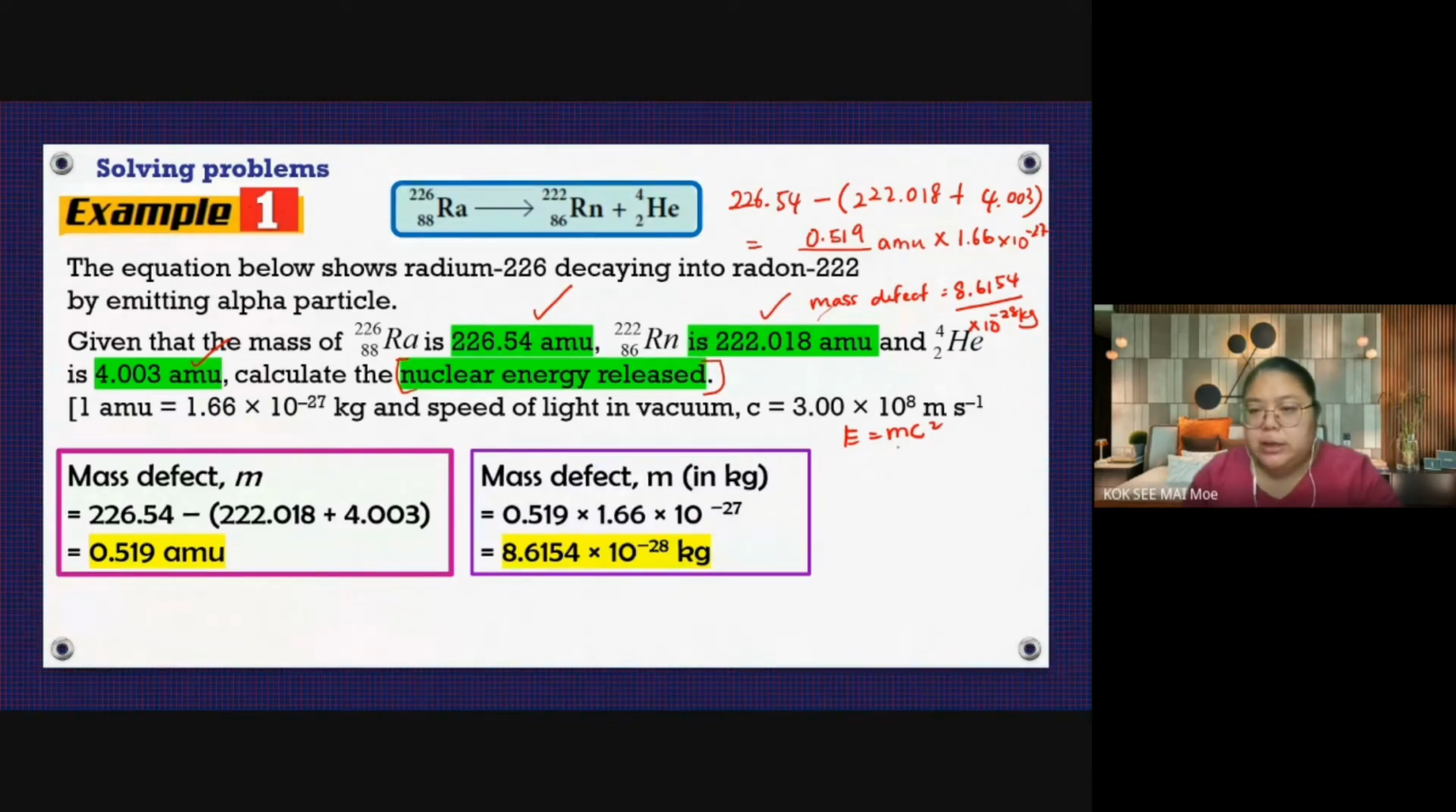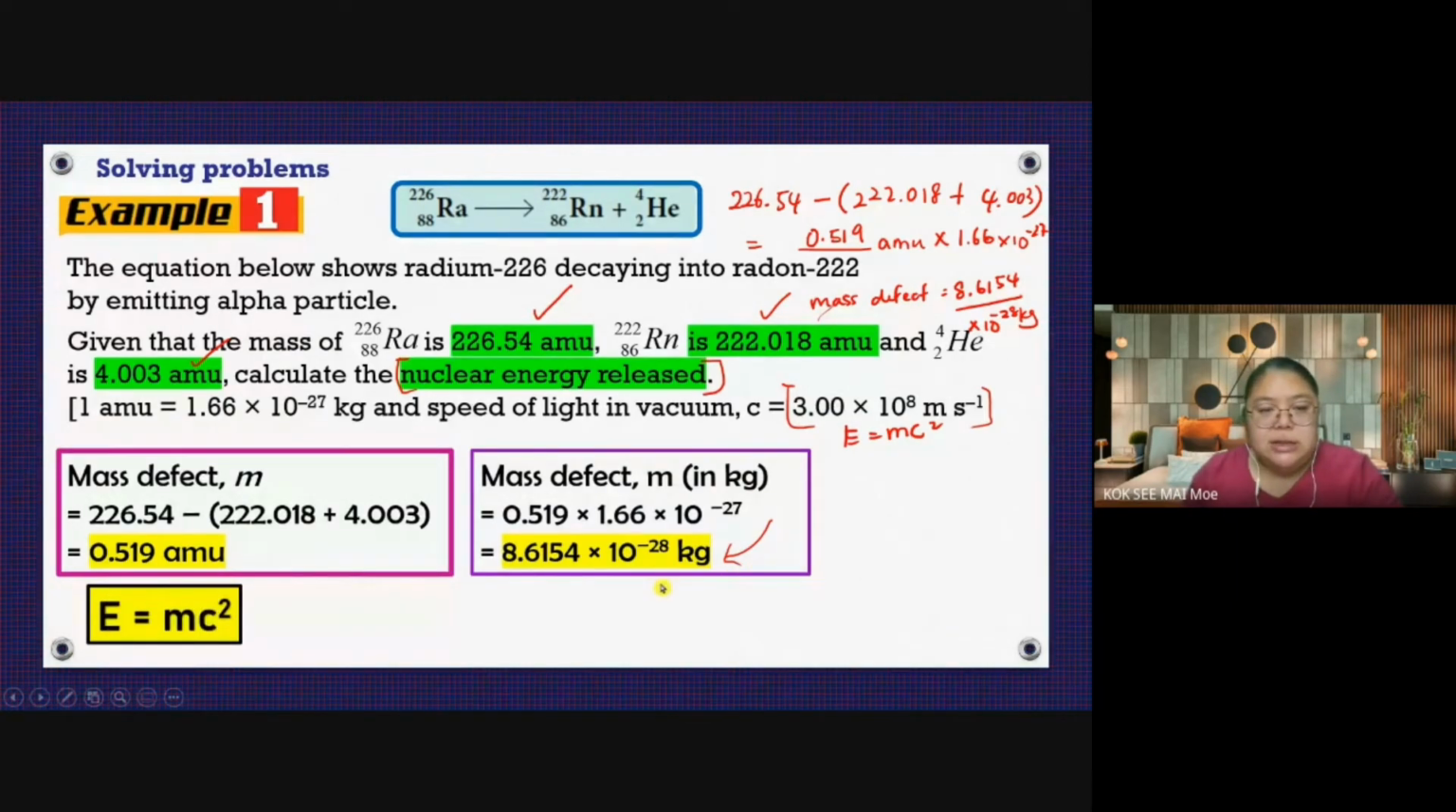Mass, just put in, then the c using this one. Remember the square. When you press your calculator, you may press wrong. Don't press it together. Press 3 times 10 power 8 squared first, then you multiply by this number. Don't do it together and then equal. Maybe the calculator is not clever like this, so better we separate and press your calculator.